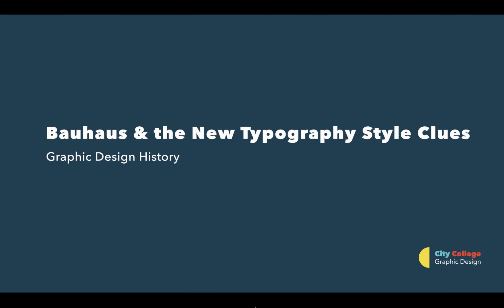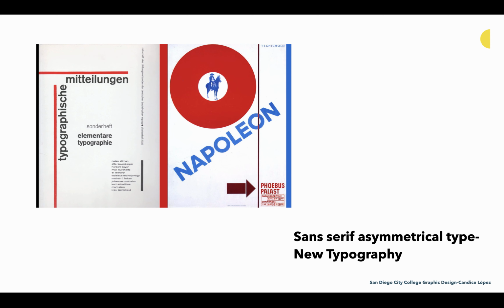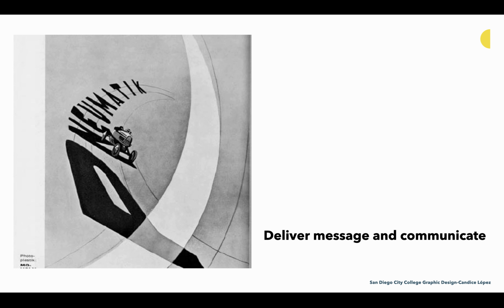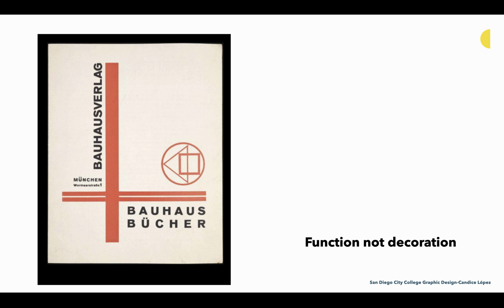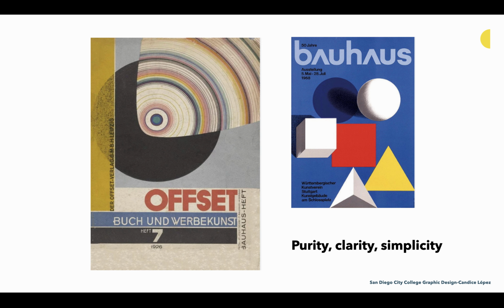Next, we're going to move to the Bauhaus and the new typography, which will be the same item on the test. We've got sans serif asymmetrical type. It's called the new typography. So see the flush left, ragged right? The idea is to deliver the message and communicate. Function, not decoration, is what counts. So it's the opposite of Art Deco, which is a very decorative style. You have purity, clarity, and simplicity.